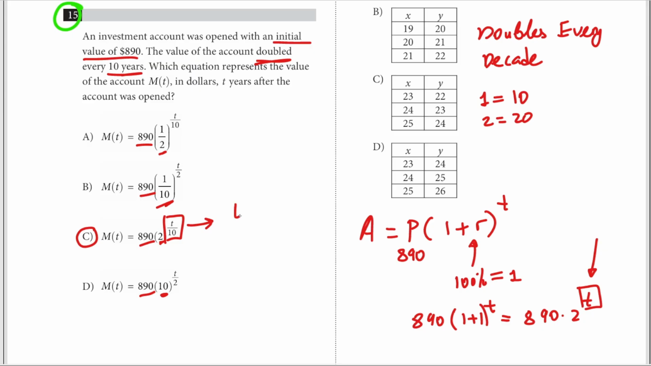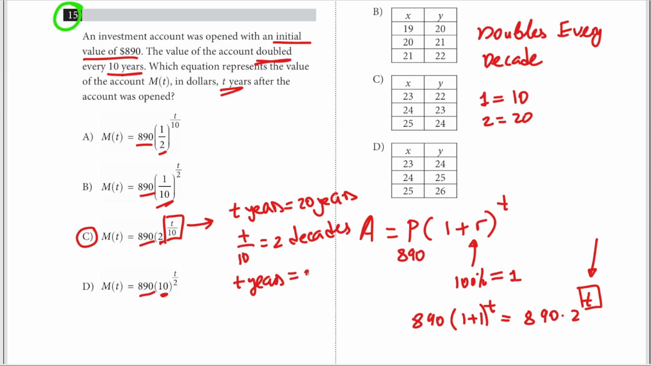Let's assume t, the number of years, is equal to 20 years. Then t over 10 is going to be 2, and 2 represents 2 decades, right? Similarly, let's assume t, because t is in years, represents 30 years, then t over 10 is going to be 3, which represents 3 decades. And that's exactly what's happening. So it's t over 10 decades times, 2 raised to that power, because 2 is the double. So that's why this exponent here is not t, it's really t over 10.